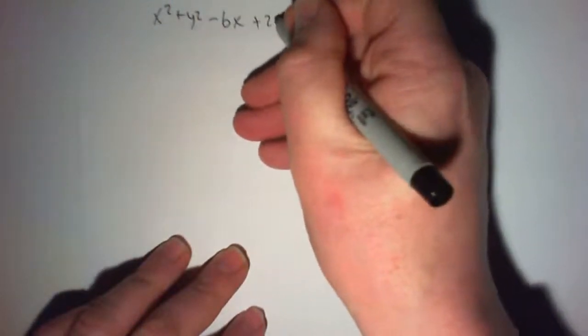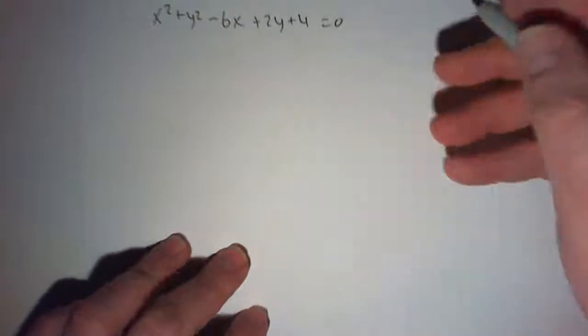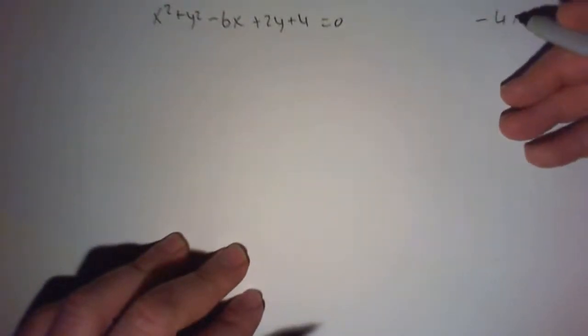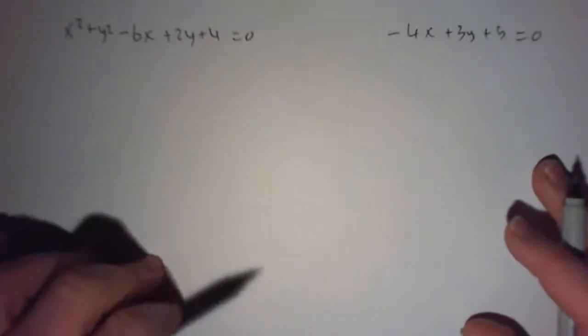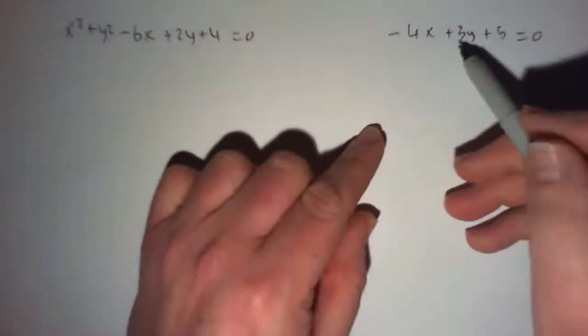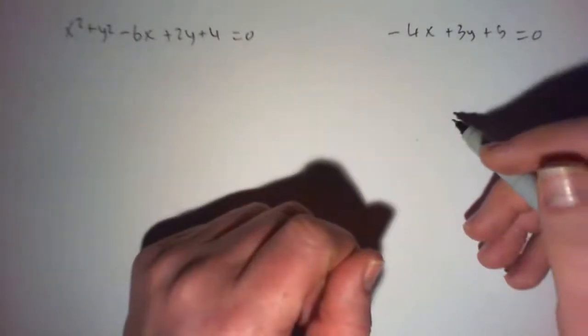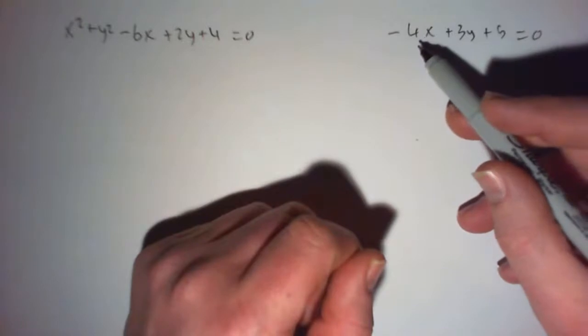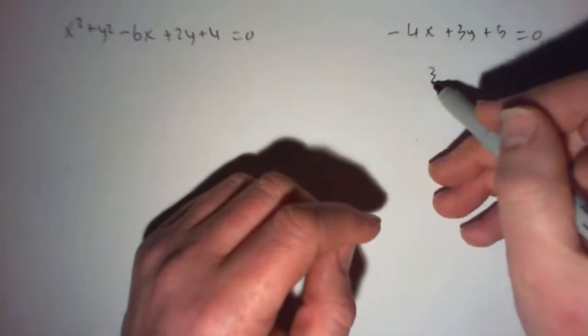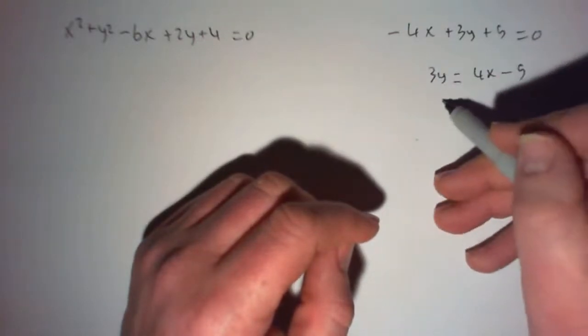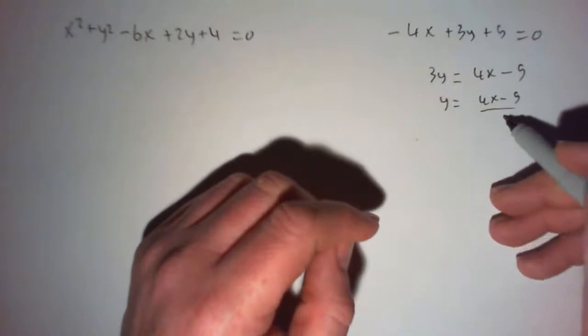I'm going to pick one of the circles. Let's go with x squared plus y squared minus 6x plus 2y plus 4 equals 0. And I'm going to go with minus 4x plus 3y plus 5 equals 0. So there are my 2 equations. What we're going to have to do is rearrange. We'll rearrange for y. We leave the y, so 3y is equal to 4x minus 5. y is equal to (4x minus 5) over 3. So everywhere I see y, I have to replace it by that.